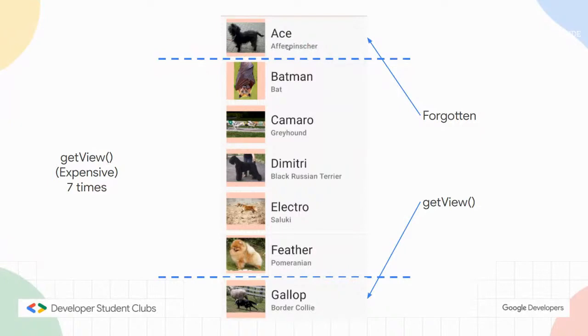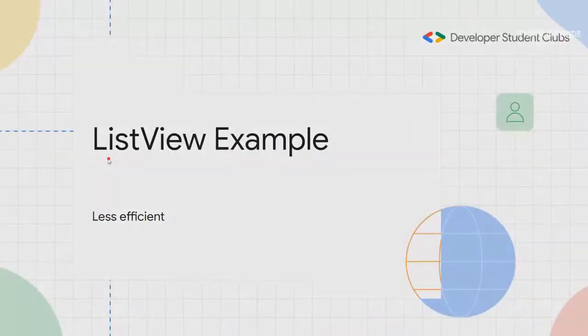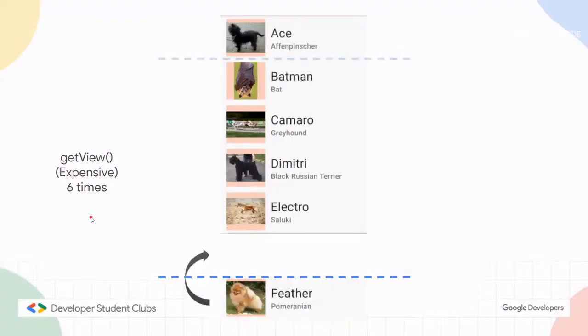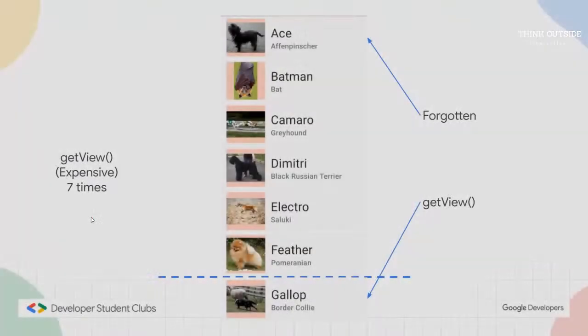And so now we just did the expensive call one more time than the recycler view. If you remember in the recycler view, if I can go back, we did the expensive call 6 times, the inexpensive call 7 times. But here we just did it one more time, right? But when you scroll many times, then this will add up and it will severely slow down your app and for no reason at all.